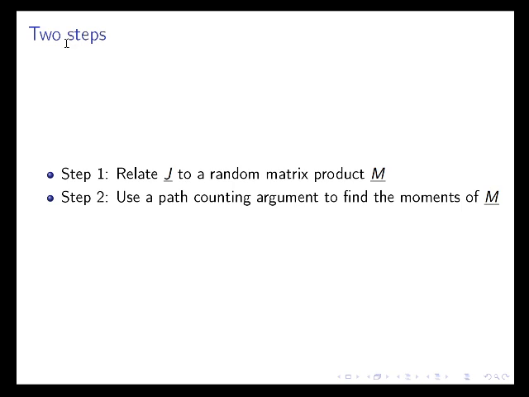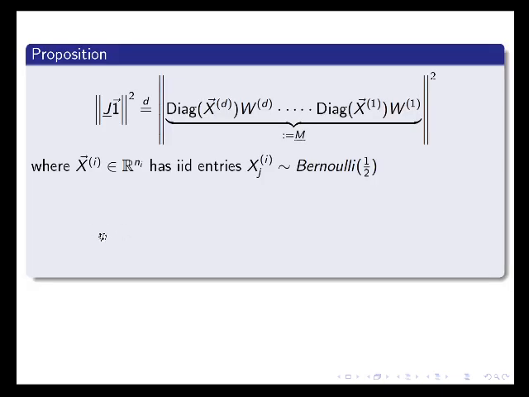Okay, so the proof I'm going to show you has 2 steps, and I'll try to sketch out a brief idea behind both steps. Step 1 is to relate the input-output Jacobian J to a random matrix product M. And step 2 is to use a path counting argument to find the moments of M. I'll try to show you these 2 steps in a little bit of detail, but not too much. So the first thing is that this matrix J at the level of computing its norm is the same as computing the norm of this funny matrix M, which is a big product of random matrices.